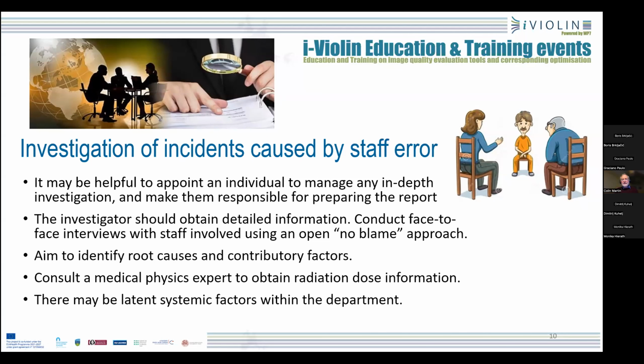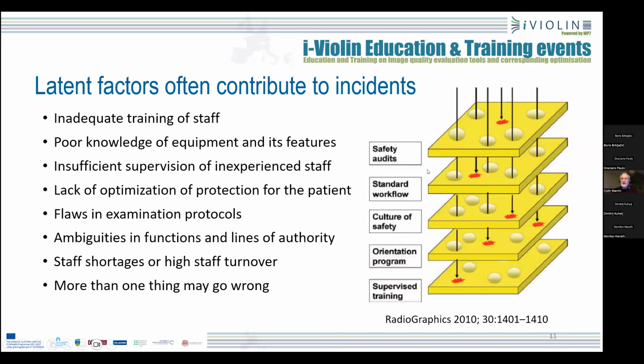But there may also be latent systematic errors within the department. So we often show this multi-layered Swiss cheese model where we have all these safety features in line which will stop most things, but in some cases it might go through all the holes and then we get the accident occurring. So it's the sort of thing like inadequate training of staff, poor knowledge of equipment and its features. There might be insufficient experience and so supervision of inexperienced staff.